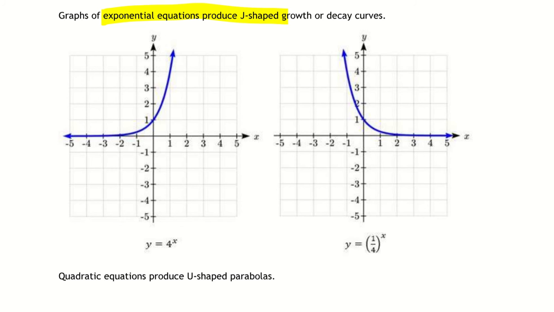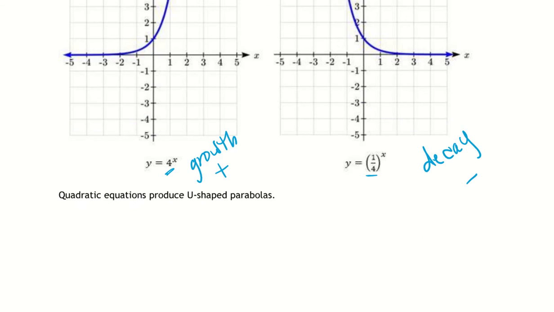Exponential equations have this J shape, and it's either going to be a growth, so if it's going up, that's a growth, or a decay, and that's if it's going down. That's kind of like the negative. You'll notice the difference is the base. And then the last one is the quadratic.